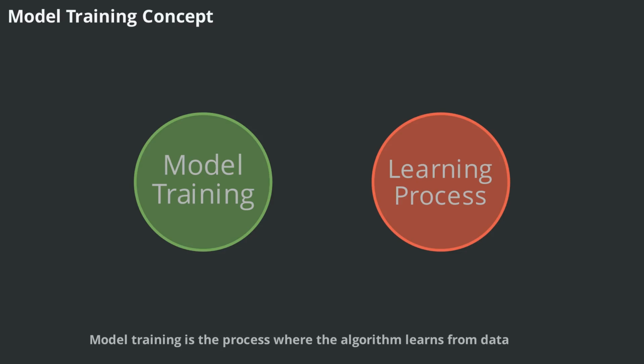Model training is the process where the algorithm learns from data. By adjusting its internal parameters, the model improves its ability to make accurate predictions. Training is the core activity that turns raw data into actionable intelligence.